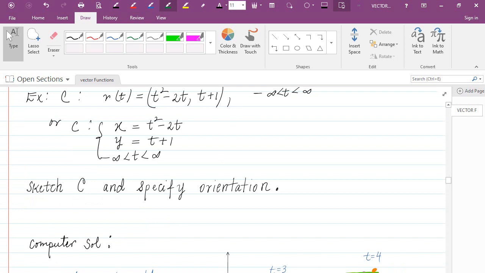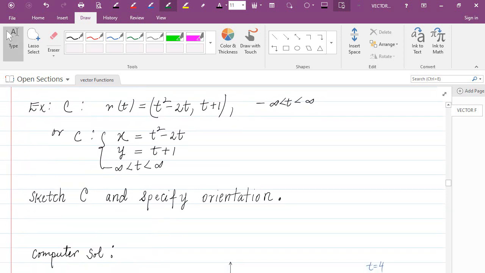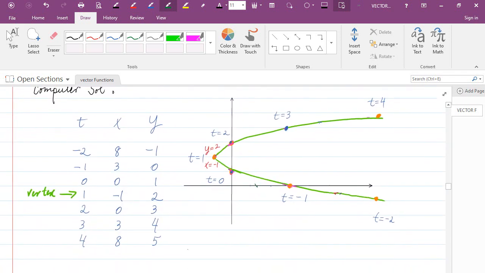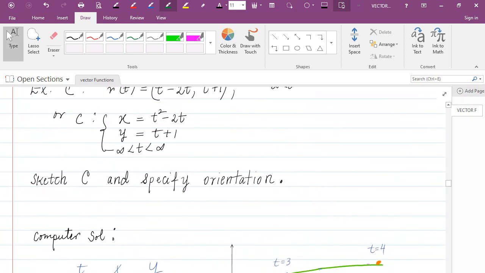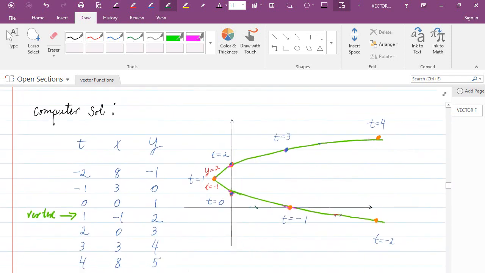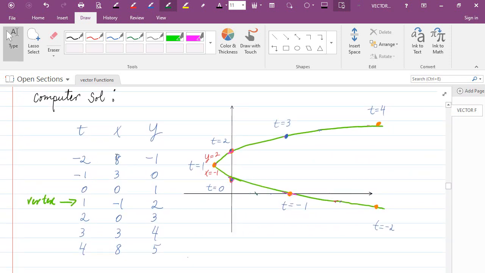Well, one way to do it would be a computer type of solution. That is, you calculate lots of points on the curve for different values of t, and then you plot them. So, for example, let's say you take these values of t: -2, -1, 0, 1, 2, 3, 4, and for each of these t values, you compute the corresponding point on the curve by using the formulas for x and y here. And so if you compute those points, you get a table like this. So here I got these points.